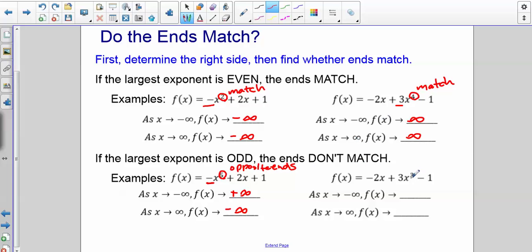Again, in the second example, your exponent's odd, so your ends don't match. My leading coefficient is 3, so on the right side I'm going to positive infinity, which means on the left side I have to go to the opposite. I have to go to negative infinity.